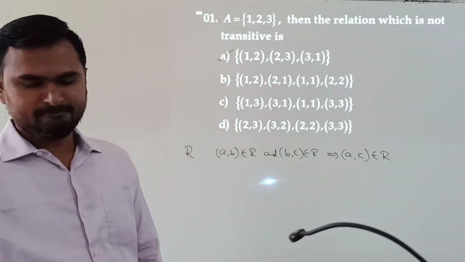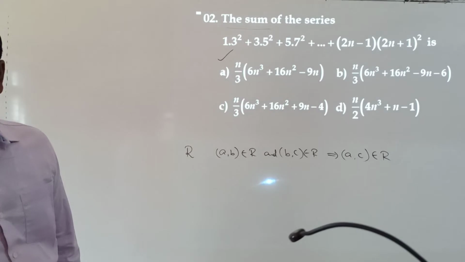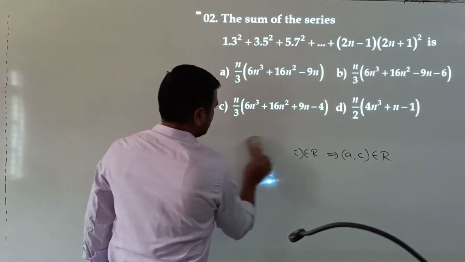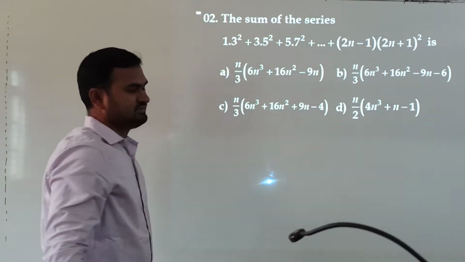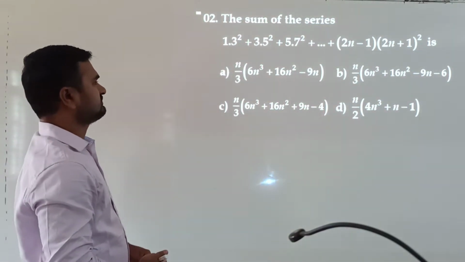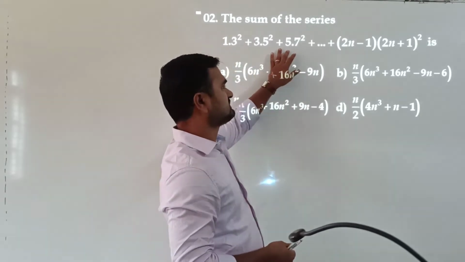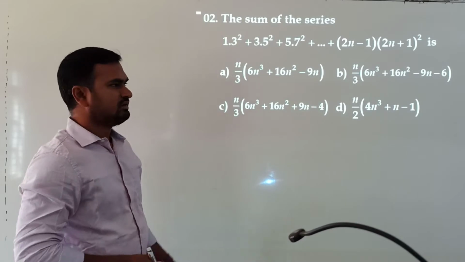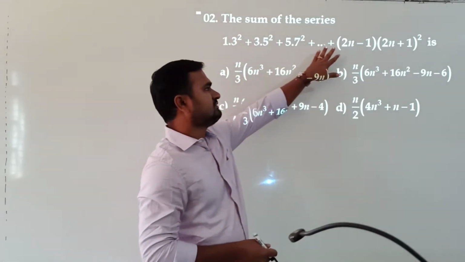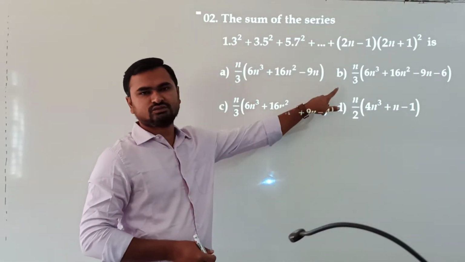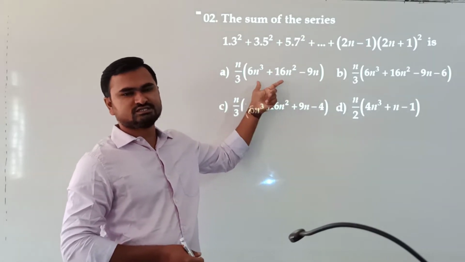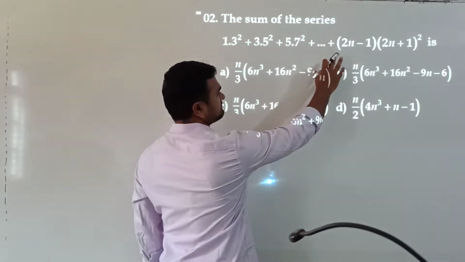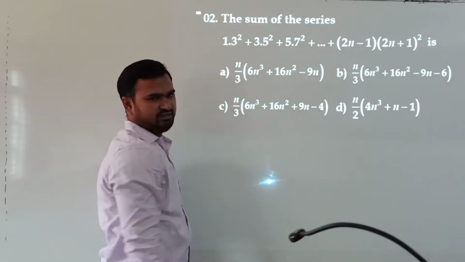So the next question. The sum of the series: we need to find the sum of this series, 1 into 3 square, 3 into 5 square, plus 5 into 7 square, up to (2n minus 1) into (2n plus 1) whole square. Now when the problem is in terms of n and the options are also in terms of n, for solving this type of problem we will be using verification. Let us put some values for n and see which option will be satisfied.